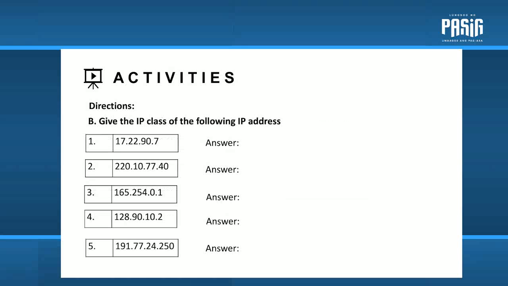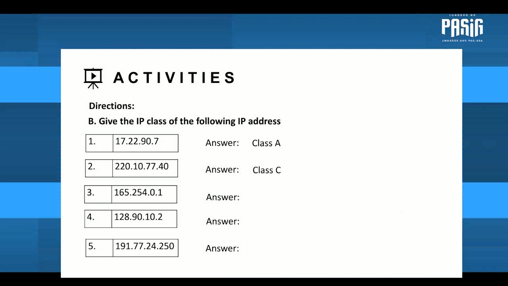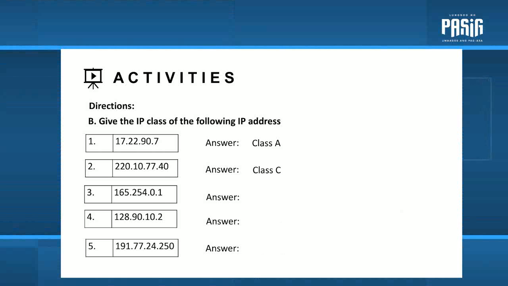Give the IP class of the following IP addresses. Number 1, 17.22.90.7. The answer is Class A. Number 2, 220.10.77.40. The answer is Class C. Number 3, 165.254.0.1. The answer is Class B.